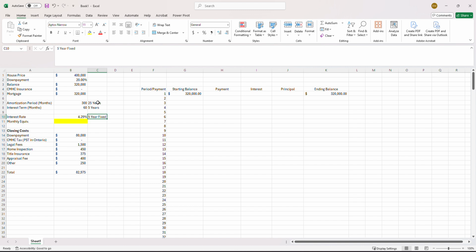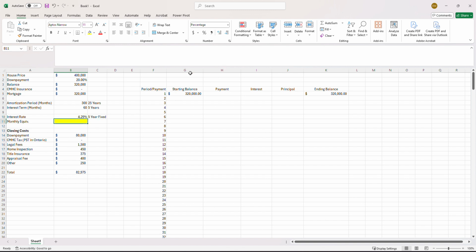The interest rate can be fixed or variable, but for simplicity, we're just going to make it fixed for this video. Right now the interest rate by one of the big 6 banks is 4.29%. So this is the posted rate for a 5-year fixed mortgage. Mortgages in Canada are paid monthly. However, the posted interest rate is actually calculated semi-annually.